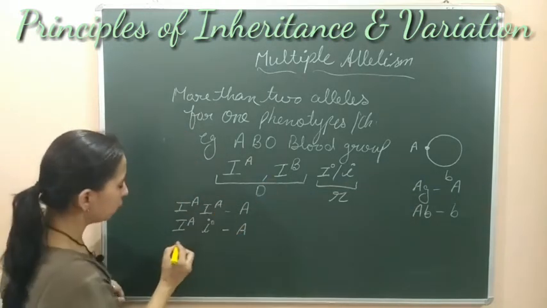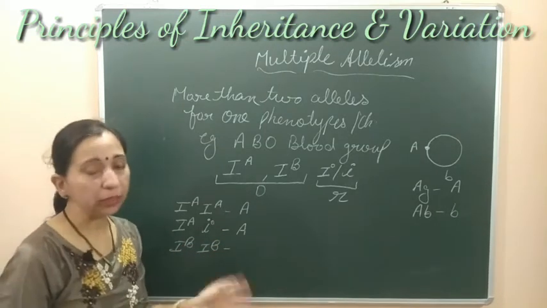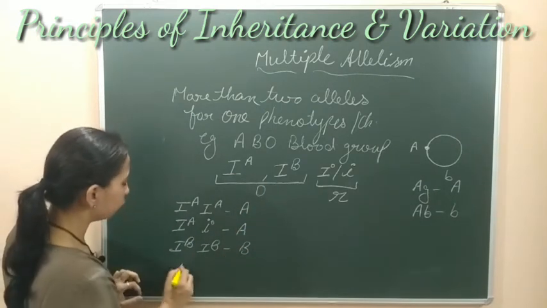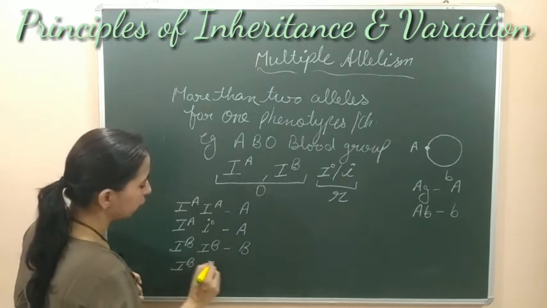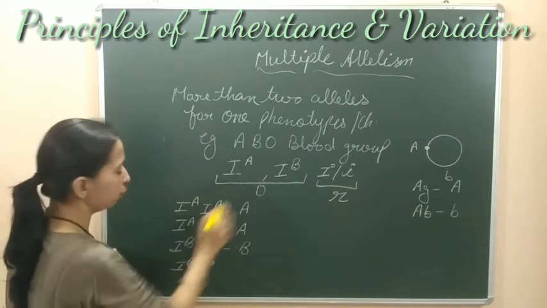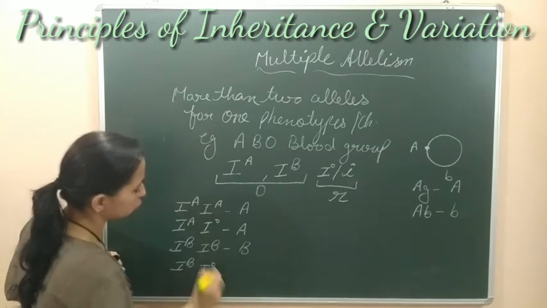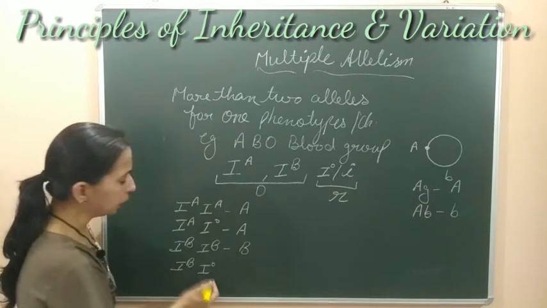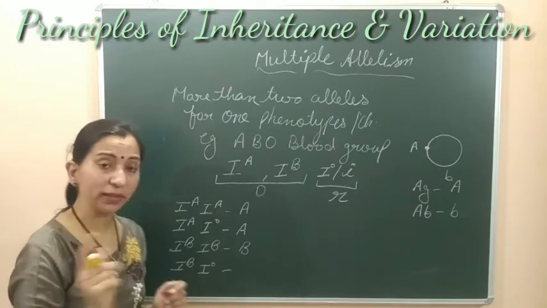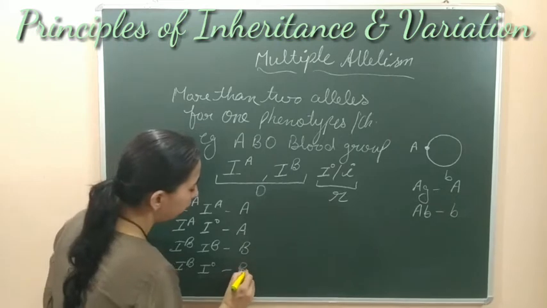Next condition that could be present here is IB IB, in which both dominant alleles B come together, then the blood group will be B. Third possible condition, IB will come with IO. Here you can write IO in both forms, and both are right. It is again not homozygous, it's a heterozygous condition, where B is the dominant allele and IO is the recessive allele. So the blood group will be B blood group.